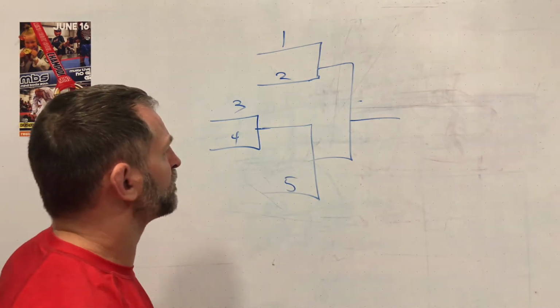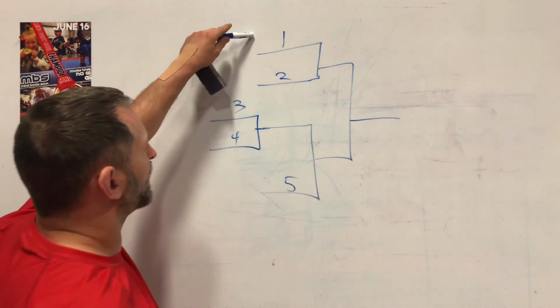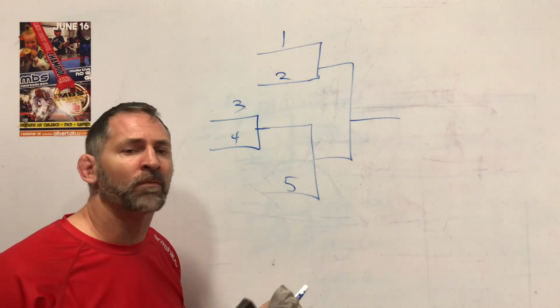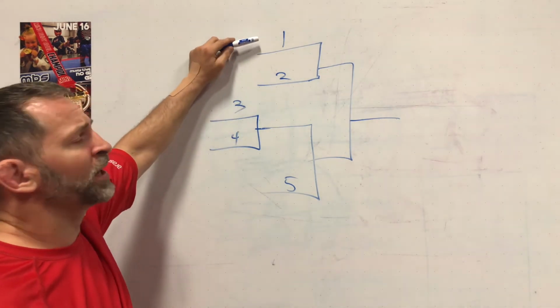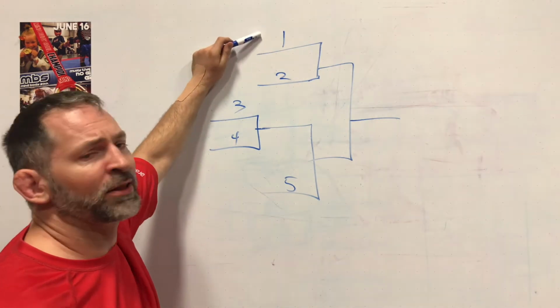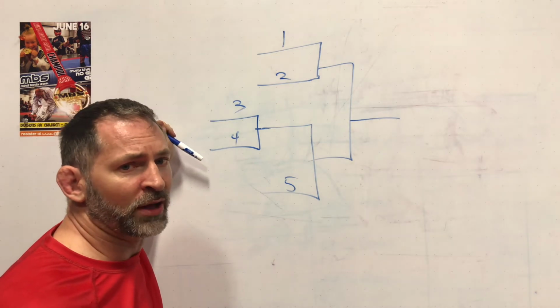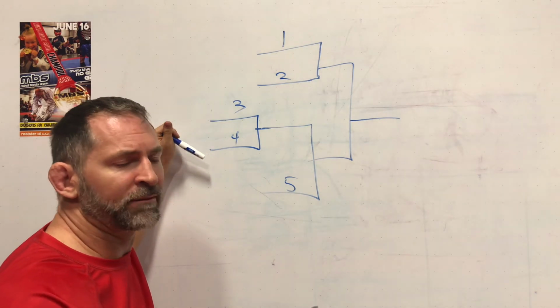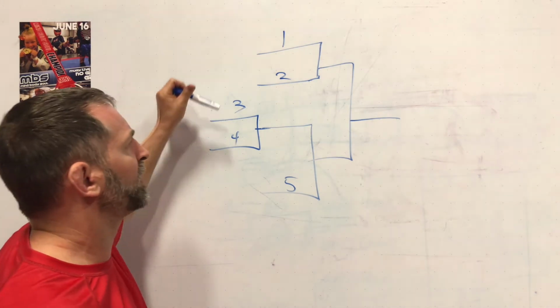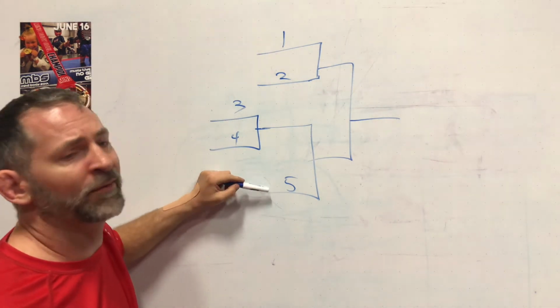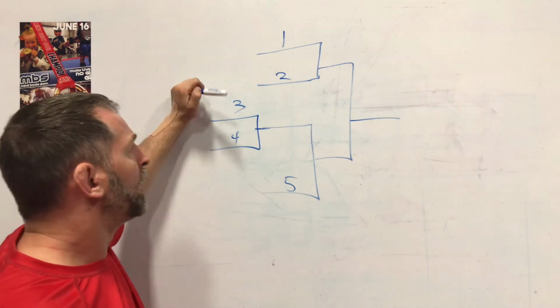On a 5-person bracket, you're going to get 3 people that get a bye, and that's the luck of the draw. Occasionally, if there's, say, 2 or 3 people from the same club, we don't want them to fight each other in the tournament, since they fight each other on the mats. So if we have number 1, number 3, and number 5 from the same club, we're going to split them up.